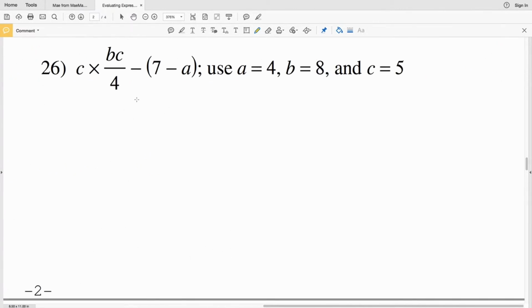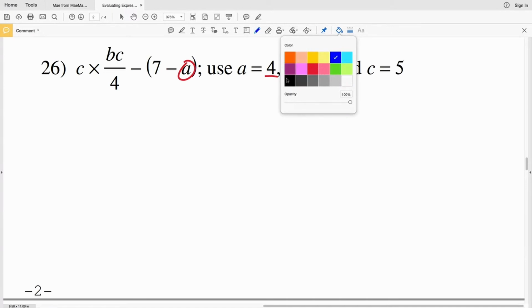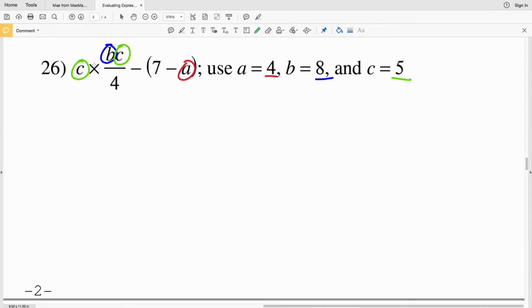Now finally we're at our last problem for this worksheet, 26. In 26 we're going to say A is 4, B is going to be 8, and C, which occurs twice in the expression, is going to be 5. Writing that out, we're going to have 5 times 8 times 5 divided by 4 minus 7 minus 4.